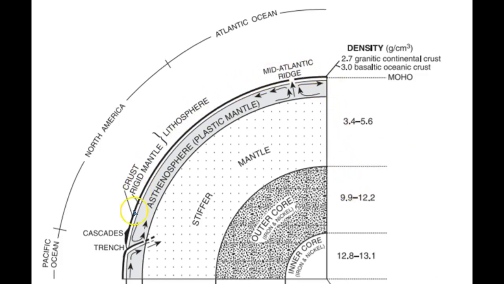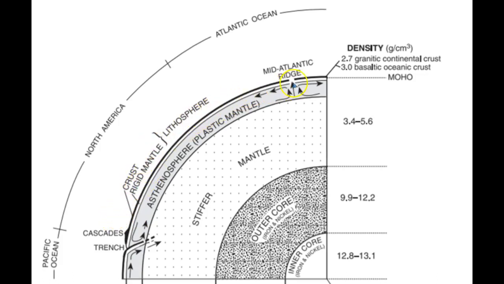Anyway, so let's start with the outermost layer of Earth, which we should all be somewhat familiar with. The outermost layer of Earth is the lithosphere. So we have the lithosphere, which is the outermost layer. Now the lithosphere is made of both the crust and the rigid mantle. We're just going to start with the dark black line here, and it says that it's the crust. So that's that dark black line.